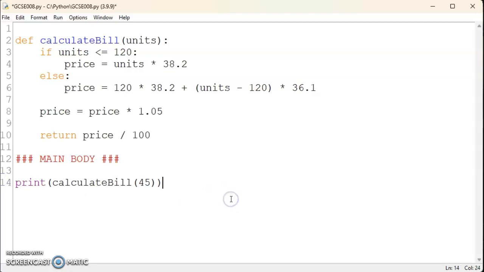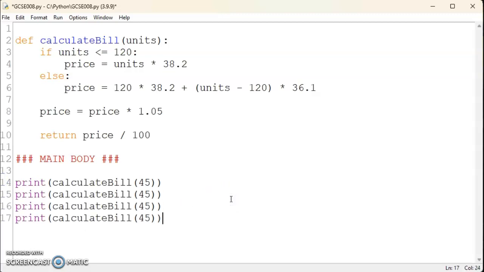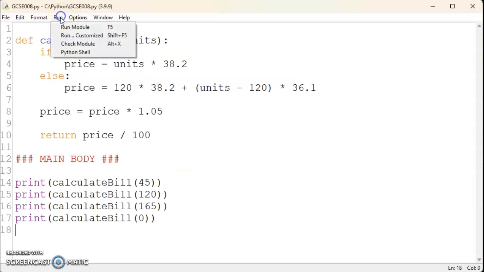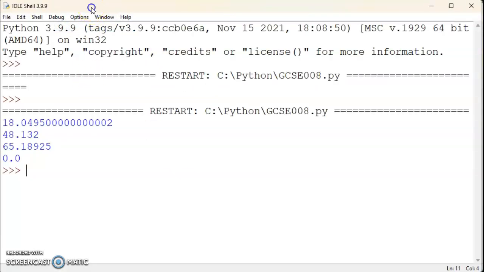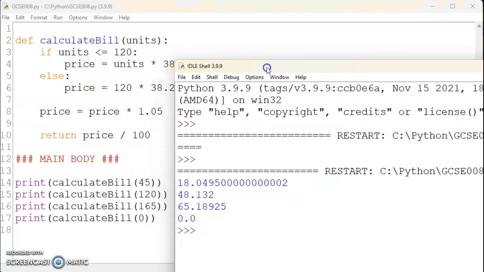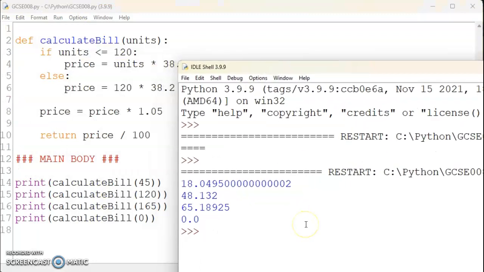Let's take a copy of that, and let's put in 3 or 4 more test cases. Let's put in a boundary test case and say that there were exactly 120 units used. Let's put in a much larger number, now 165, and let's see what happens whenever there are 0 units used. This gives us a variety of test cases. Let's run the program, and now we can look at what the outputs are.